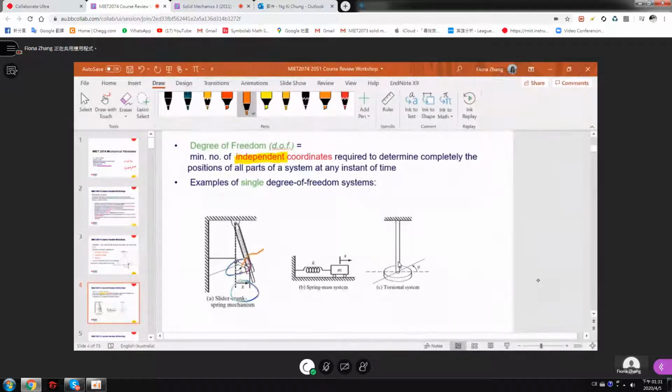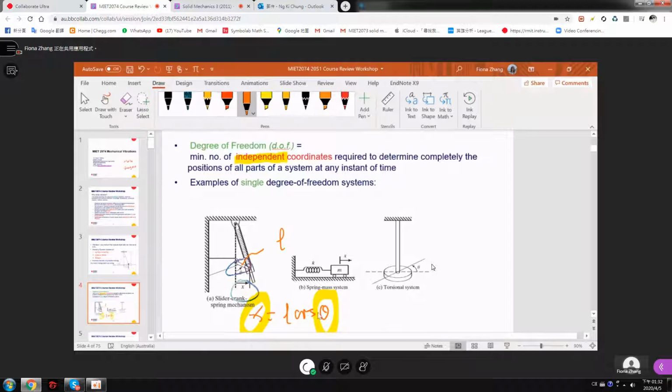If we see this is L, the length of this slider is L, right? So actually x equals L cosine theta, right? Is x equal to L cosine theta? So you can see that x and theta are actually dependent on each other, right? So this is still a single degree of freedom, okay?